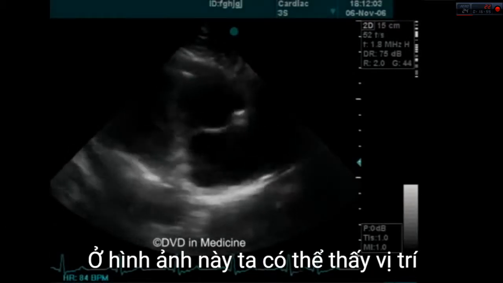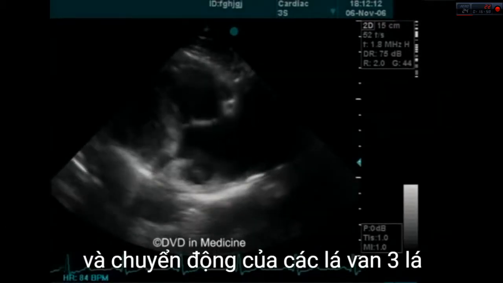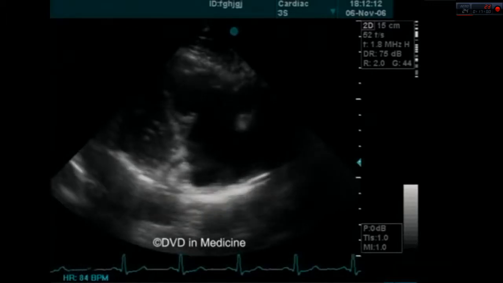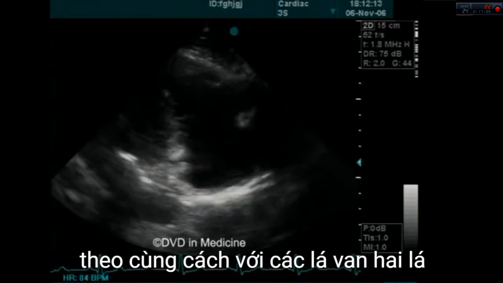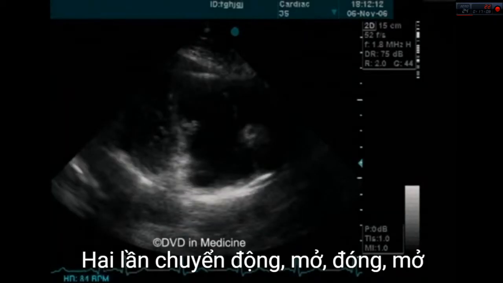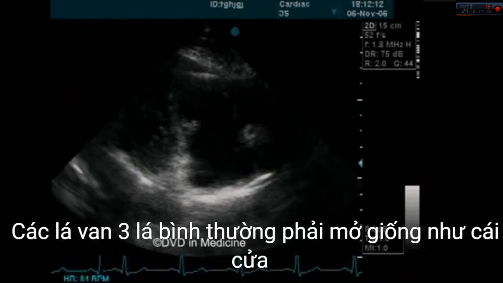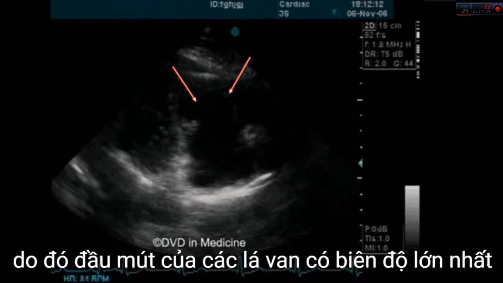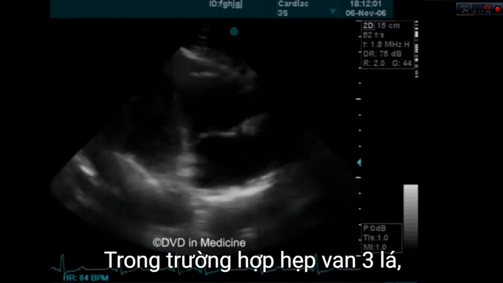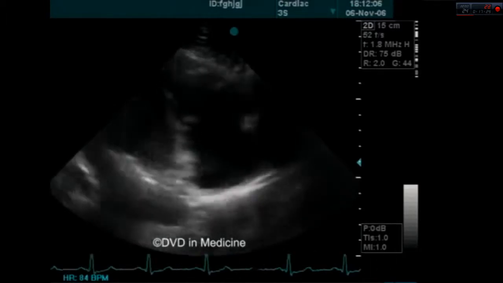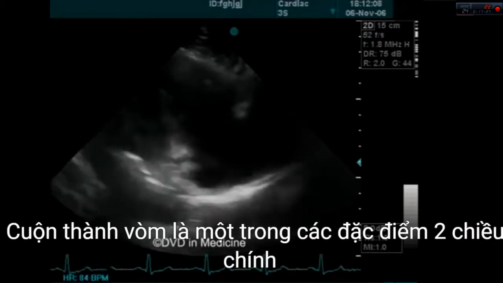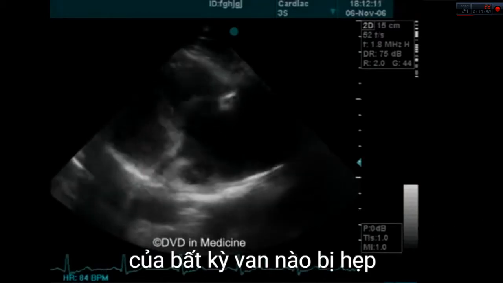In this image, one can see the position and motion of the tricuspid valve leaflets. Normal tricuspid valve leaflets open in the same manner as mitral valve leaflets. Double motion: open, close, open. Normal tricuspid valve leaflets should open like a door, so the tips of the tricuspid valve leaflets have the biggest amplitude. In the case of tricuspid stenosis, the leaflets dome in a diastole like a parachute. Doming is one of the main two-dimensional features of any stenotic valve.